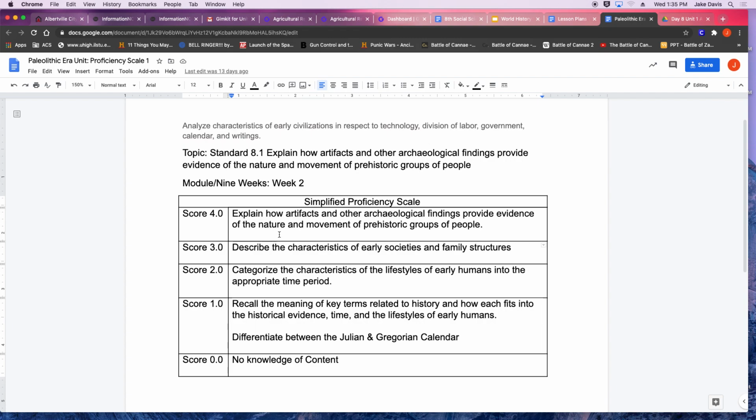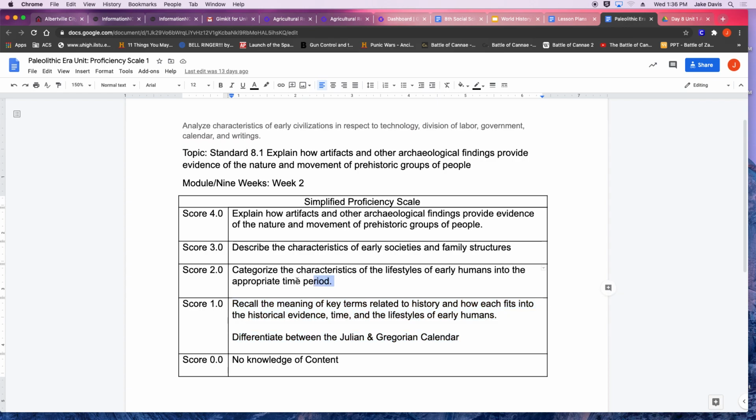Your proficiency scale for this test. It's going to be Friday, right? We've already taken this part. 30 points of our summative assessment for this unit comes from recalling the meaning of key terms. That's your vocabulary stuff. Okay, so we've already done that, right?